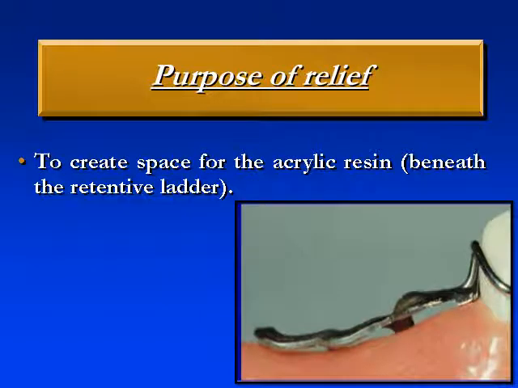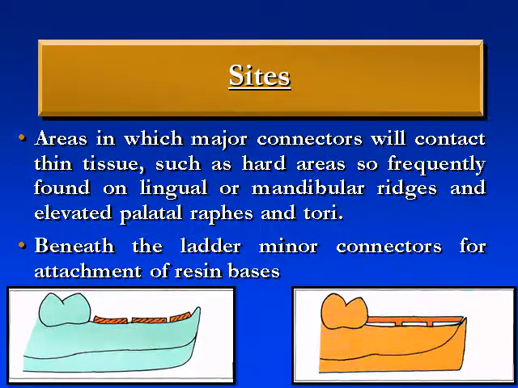Also, we use relief to create a space for the acrylic resin beneath the retentive ladders. With the retentive ladders in the distal extension or in the area of the edentulous space, there is a space between the metal framework and the tissue surface. This space will be filled with acrylic resin during the packing of acrylic. So the acrylic resin needs space. This space is created by the relief.